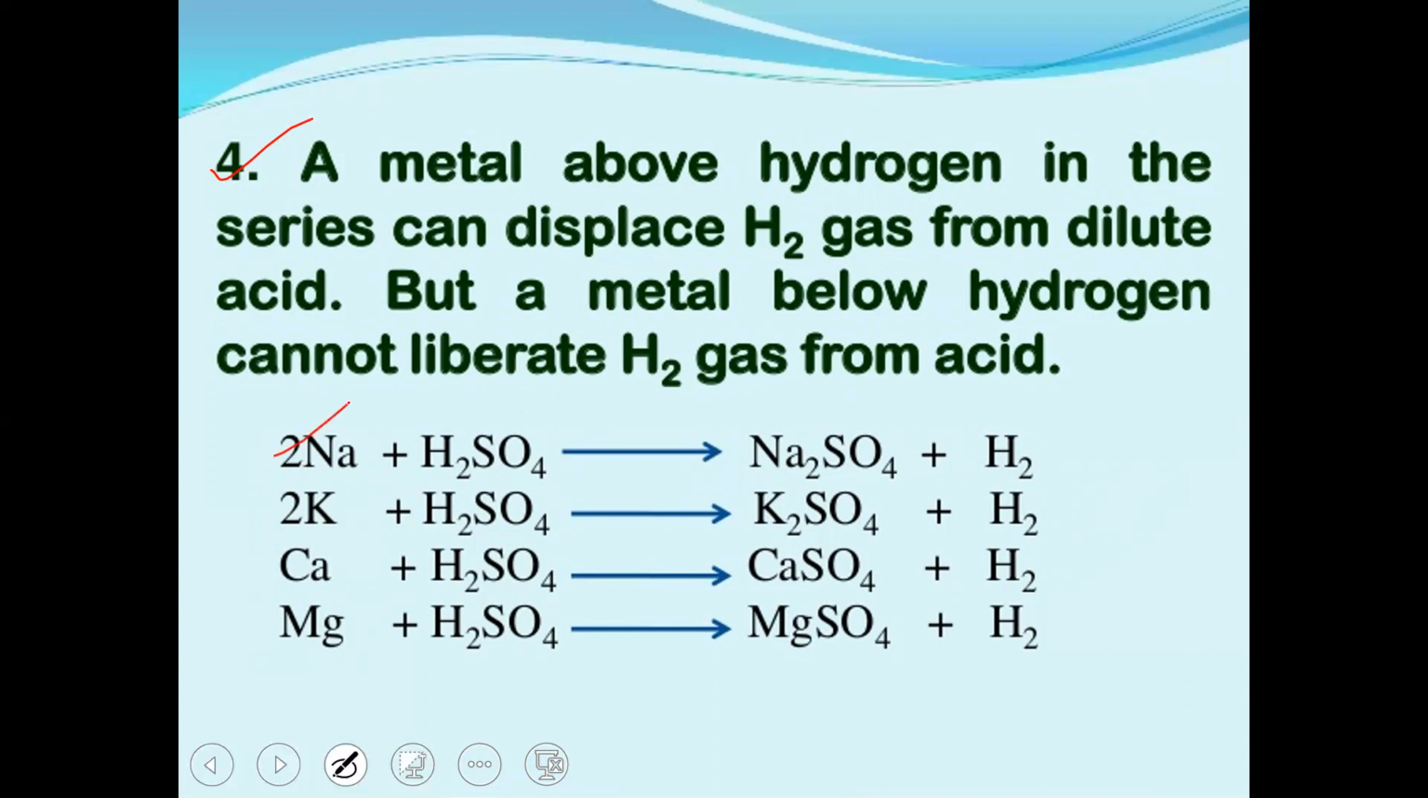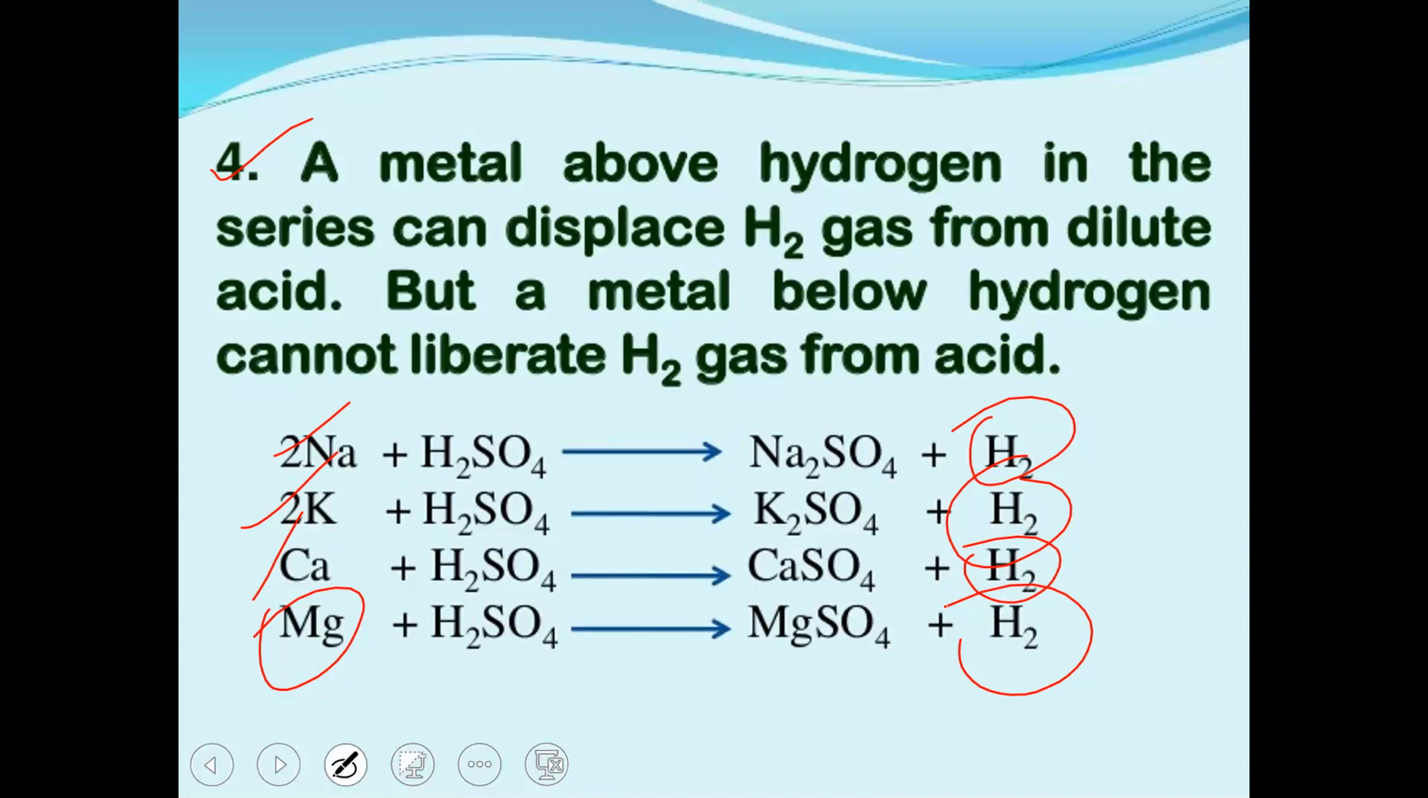If you observe these reactions, sodium in reaction with the acid liberates the hydrogen gas. Potassium also liberates the hydrogen gas. Calcium also liberates the hydrogen gas. Magnesium also, with the liberation of gas. That means the metals present above the hydrogen will liberate the hydrogen. Remember this one: the metals present below the hydrogen in the series will not liberate the hydrogen gas from its acid. So remember these ones.